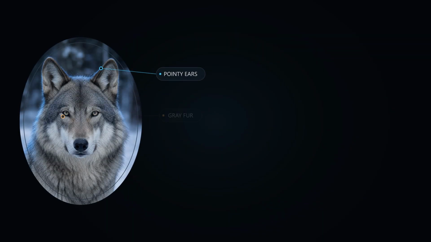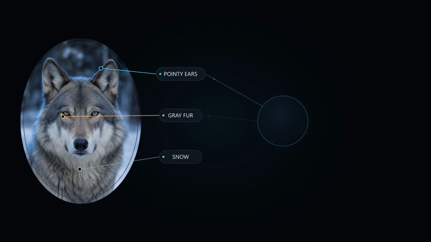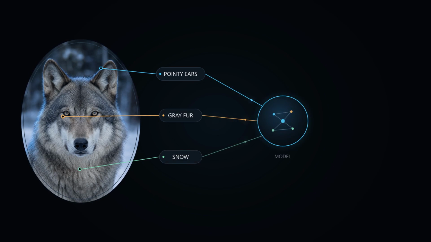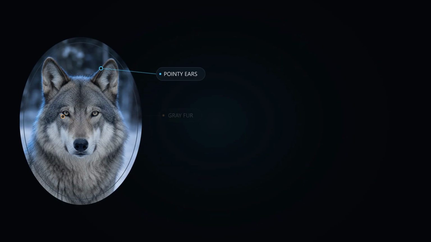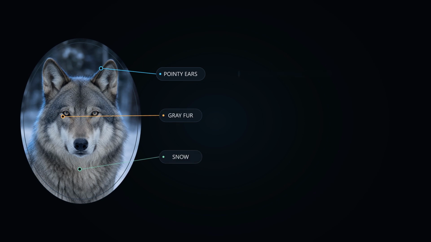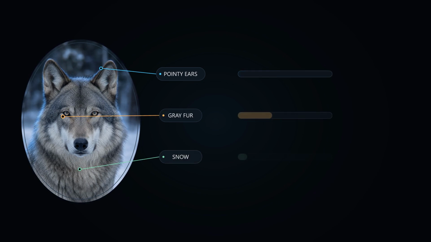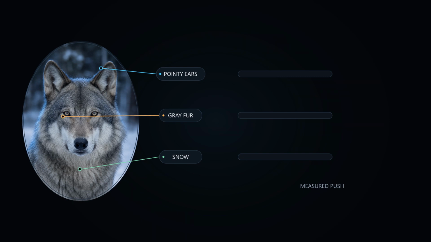Now let us open our wolf decision. Each clue connects to its own piston. A short piston means a weak push, a long piston means a strong push. We can finally watch the decision form instead of staring only at the final word. Pointy ears push a little toward wolf. Gray fur pushes a little more, but snow pushes much harder than both. The machine combines those pushes, turns its central gear, and sends wolf down the output rail.